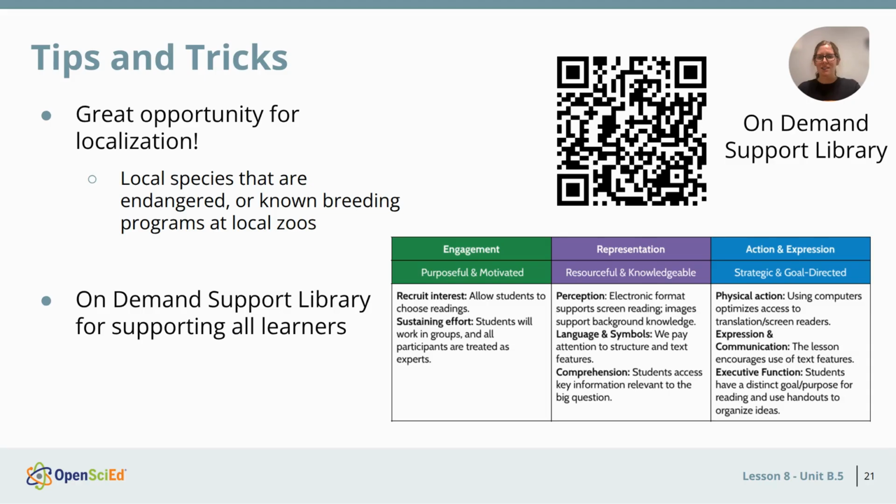Management tips and tricks. Like I mentioned at the beginning of the video, this lesson has a great opportunity for localization. If there's a local species that's endangered, or you know of breeding programs at local zoos that students have visited, you can take one of the case studies, use that as a template, and create a new article for a local species. And there are some really great on-demand support library resources about supporting all learners. Some of those case studies can be pretty hefty, and there are some great tips about how to break the case studies down and how to accommodate all learners.